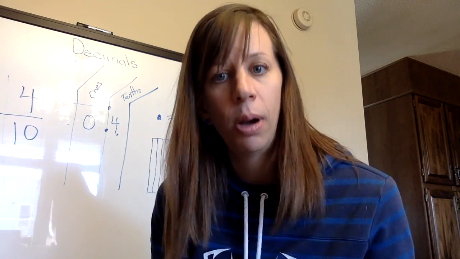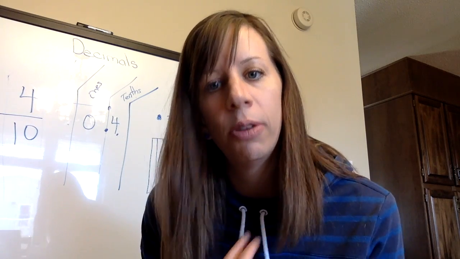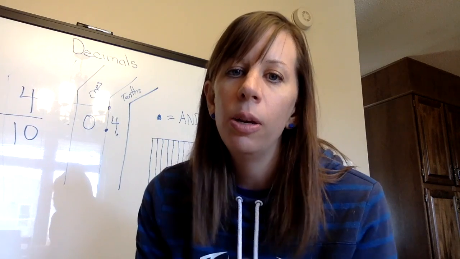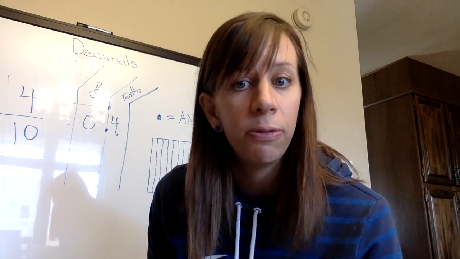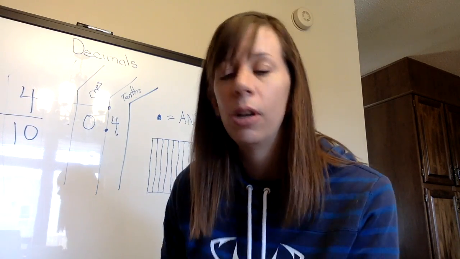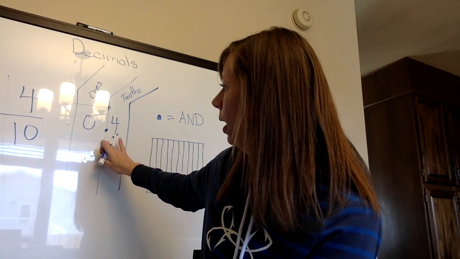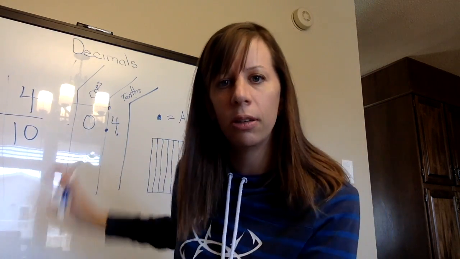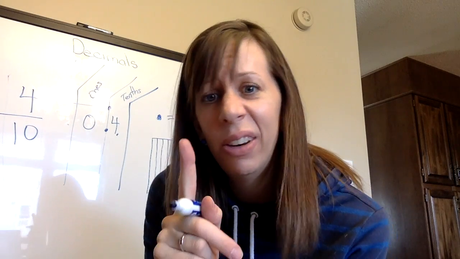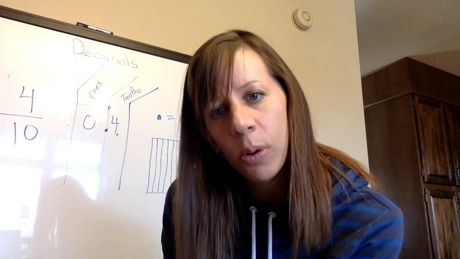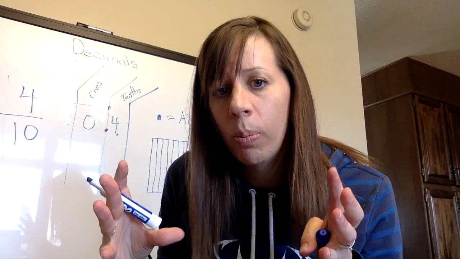Which, you know, I probably eat in one sitting. So if you were thinking of Mrs. O'Brien and her pie, you might be thinking Mrs. O'Brien would eat 4 out of the 10 pieces. I would eat 0 and 4 pieces. The reason it's a 0 is because I haven't eaten the whole pie. I haven't even eaten one pie. I've eaten 4 pieces of the whole pie.